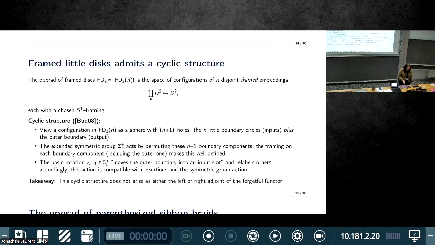Right, so what does an element look like in here? So a point in FDn, so I'm going to put a base point on each disk, so I can actually keep track of rotations. So this would be a point in FD2, 2. So 2 little disks embedded into one big disk, right?